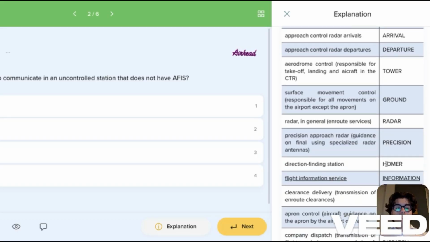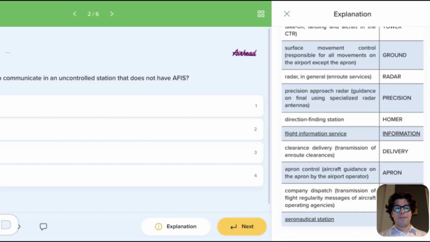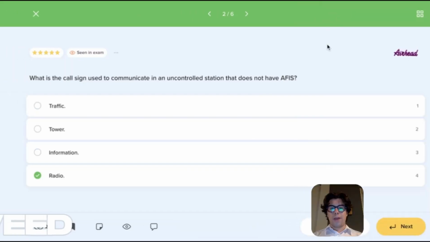One that I find really interesting is Homer. This is one that you would use if you would have to use the service of the VDF, so VHF Direction Finding Station. And in that case, you would use the Homer call sign, which is my personal favorite. However, you'll need to learn all of these, so I urge you to take a look.